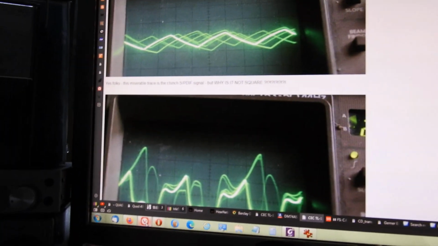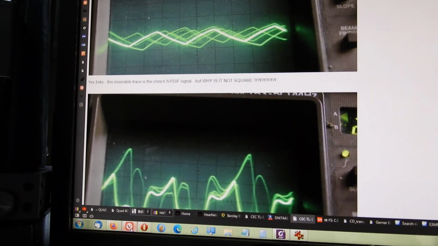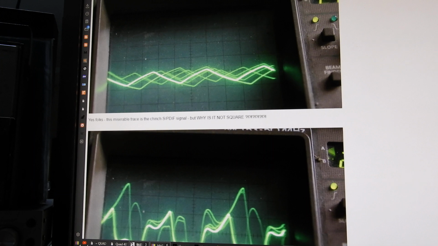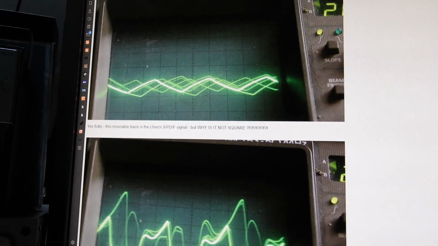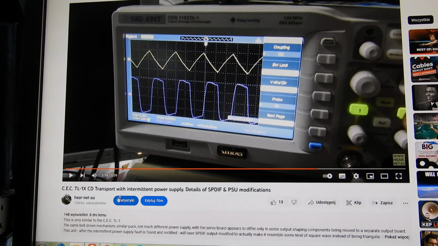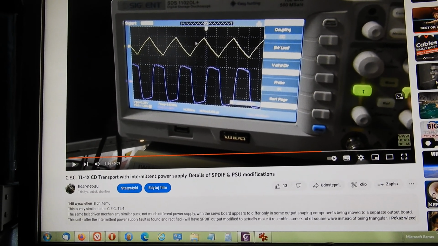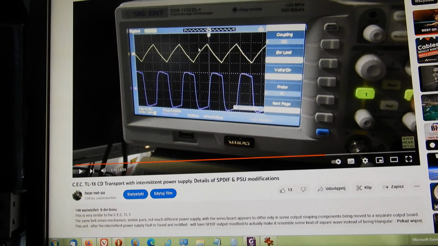So those who are familiar with Lampizator will know that it has all sorts of mods, mainly fitting tube stages. But he also likes his outputs clean, and this was the SPDIF, the top one, SPDIF output on his unit. Well, on mine, the one that I have in the workshop, you see the top one there, is pretty much similar, but I think much more defined.